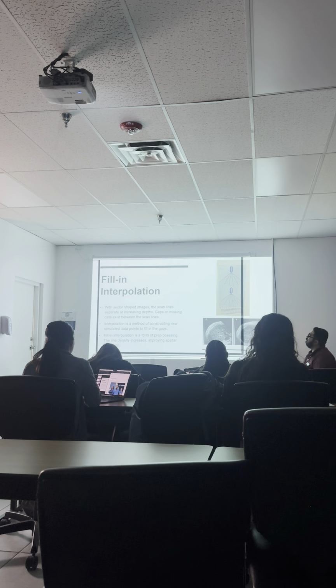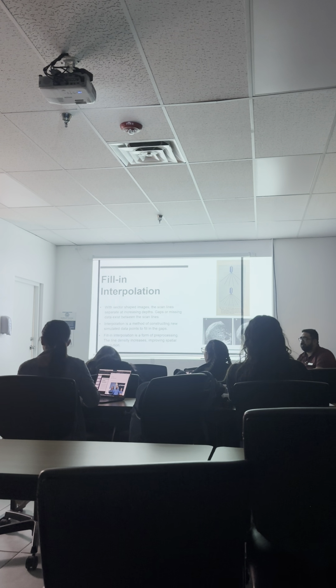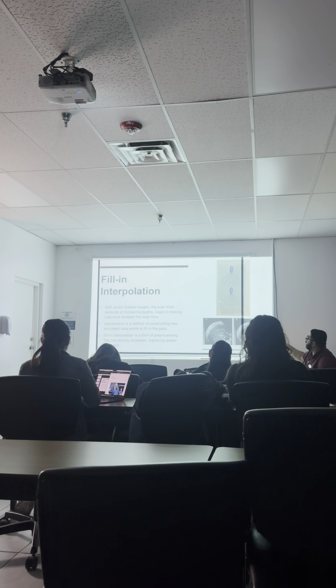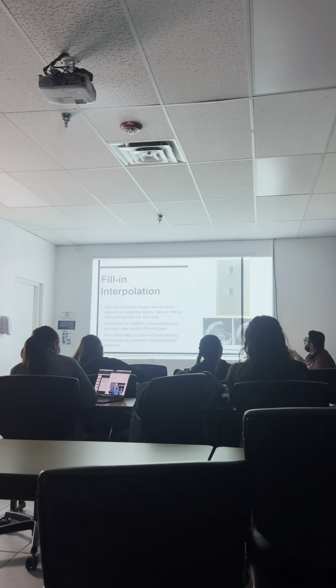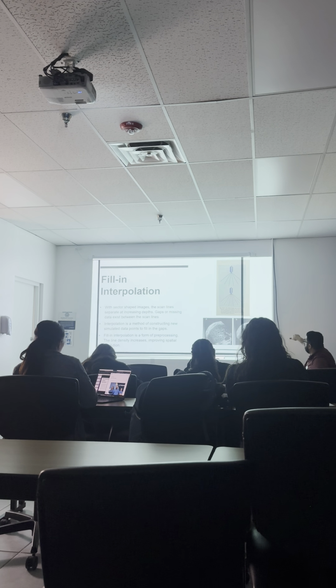So this is where fill-in interpolation comes in. It uses estimated information to fill in the gaps between the poles. Interpolation is a method of constructing new simulated data points to fill in the gaps. What it does is average the echoes between these two poles and put the result in the middle. So we go from this heterogeneous looking image to a smoother image.